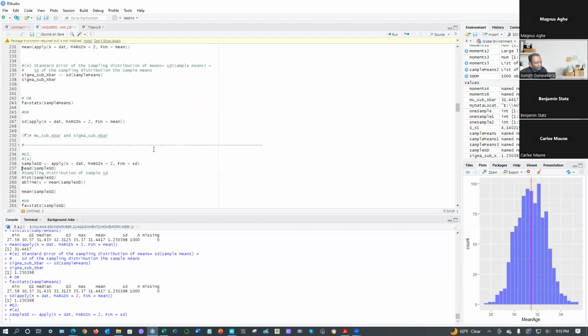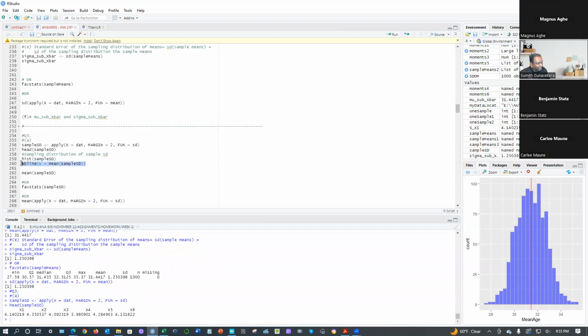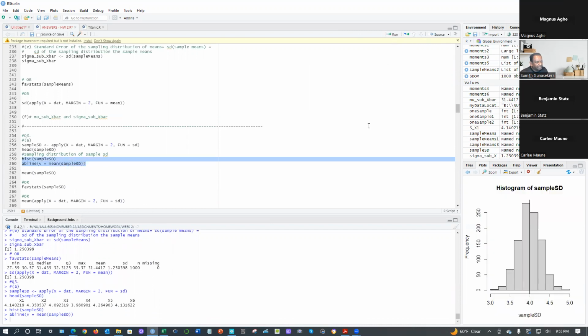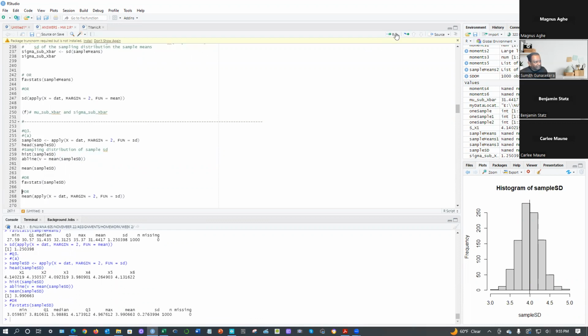I'm going to do this one a little bit and then we can stop and continue tomorrow. If you draw the histogram for this, how many standard deviations am I talking about? 1,000 standard deviations, 1,000 columns. If you draw the histogram for that one, it's symmetric. The mean of the sample standard deviation is how much? With favorite stat, if you go to mean and standard deviation, both can be tackled. It's 3.99, and the standard deviation is 0.27.